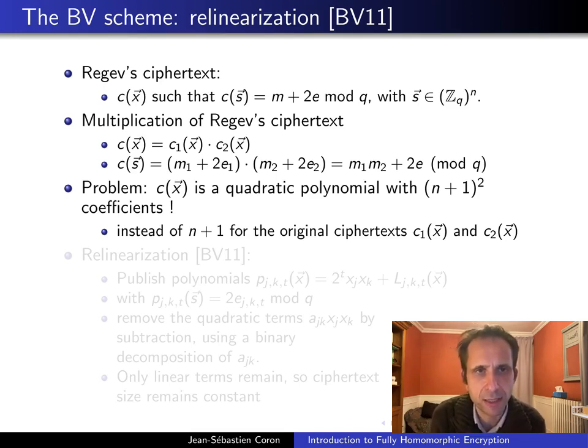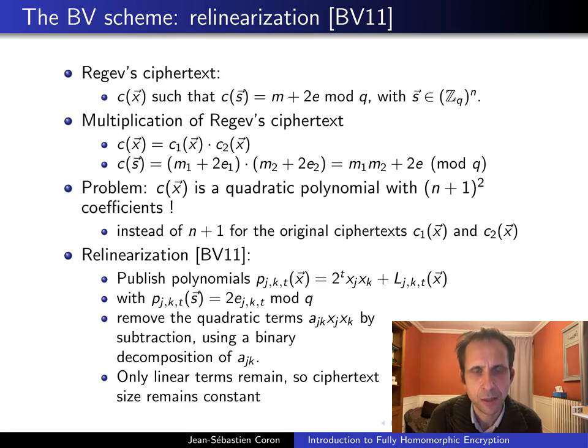So the scheme is homomorphic for the multiplication. But the problem is that now the polynomial c is a quadratic polynomial, so it has (n+1) squared coefficients, instead of n+1 in the original ciphertexts c1(x) and c2(x). To reduce the number of coefficients, to have a constant size for the ciphertext, there is this relinearization technique. The technique consists in publishing polynomials where we exhibit a single quadratic term, x_j times x_k, multiplied by 2^t, because we are going to perform a binary decomposition, plus some linear term, a classical linear polynomial. We generate these polynomials in such a way that when evaluated at s, we obtain again 2 times some small noise.